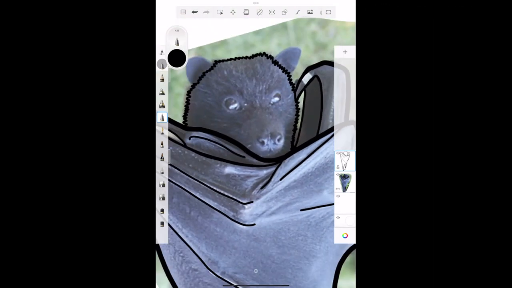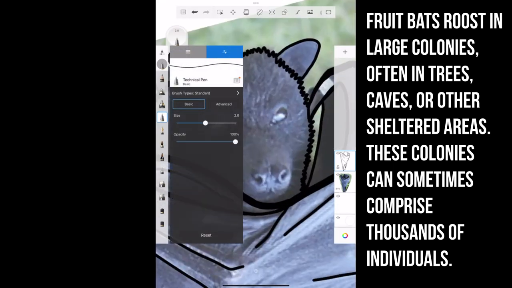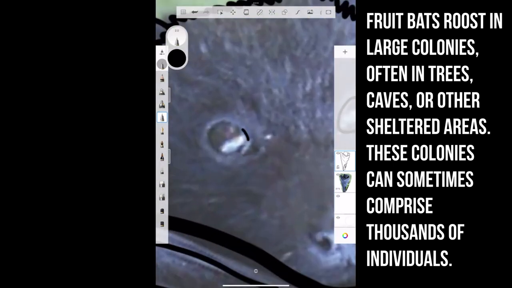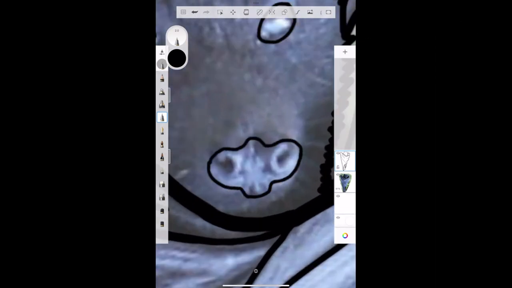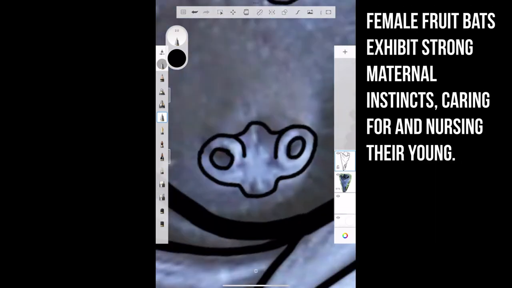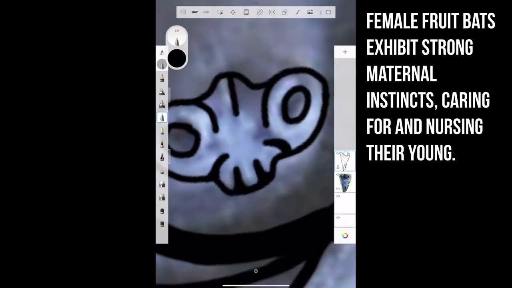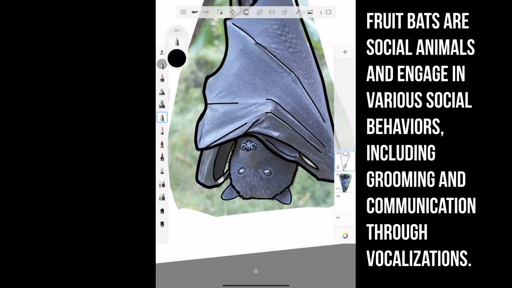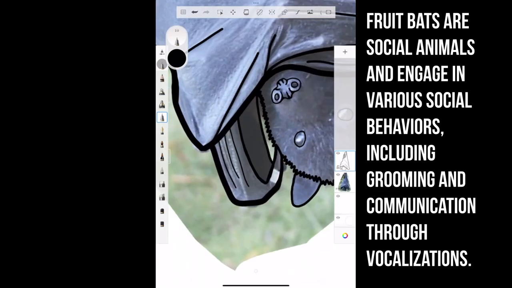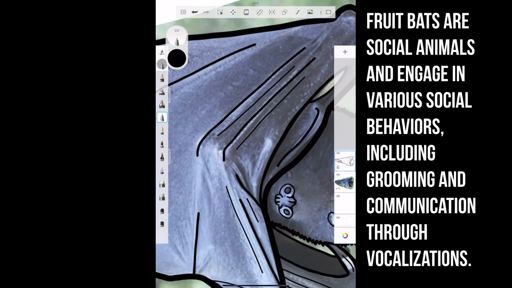Fruit bats roost in large colonies, often in trees, caves, or other sheltered areas. These colonies can sometimes comprise thousands of individuals. Female fruit bats exhibit strong maternal instincts, caring and nursing for their young. Fruit bats are social animals and engage in various social behaviors, including grooming and communication through vocalizations.